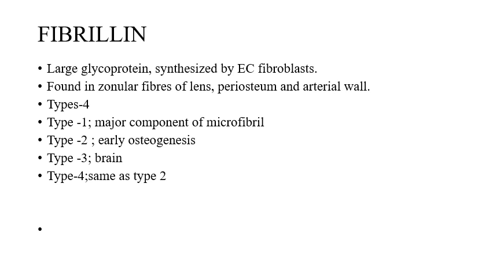Next one is fibrillin. It is a large glycoprotein which is synthesized by extracellular fibroblasts. It is found in the zonular fibers of the lens, periosteum and in the arterial wall. And this also has 4 different types, type 1, 2, 3 and 4. Type 1 is the major component of the microfibril. Type 2 is associated with early osteogenesis. Type 3 fibrillin is mainly present in the brain, and type 4 is also associated with early osteogenesis.